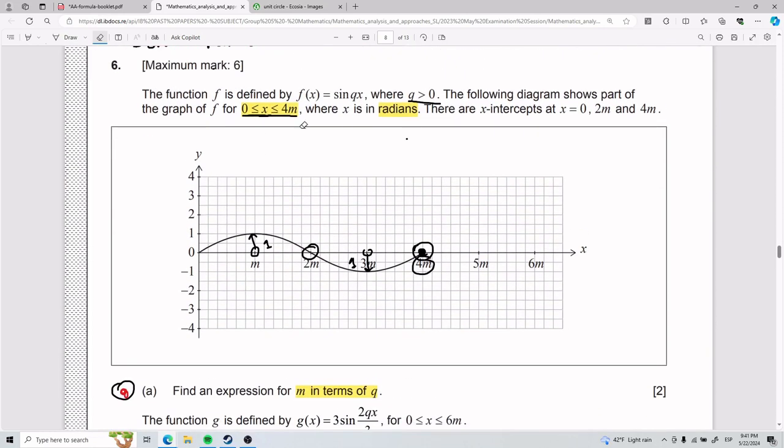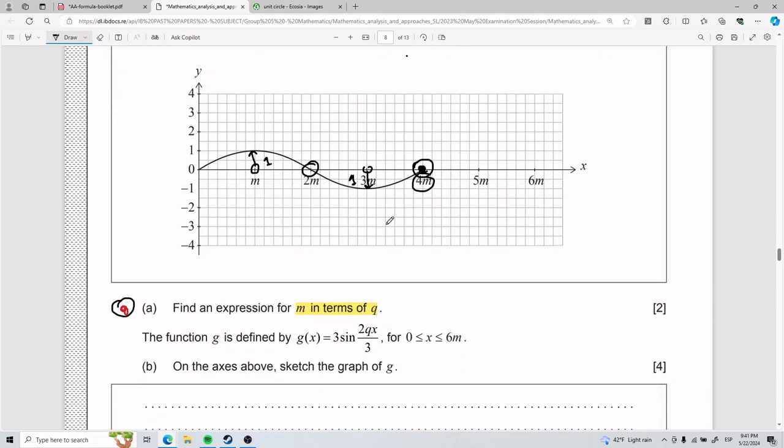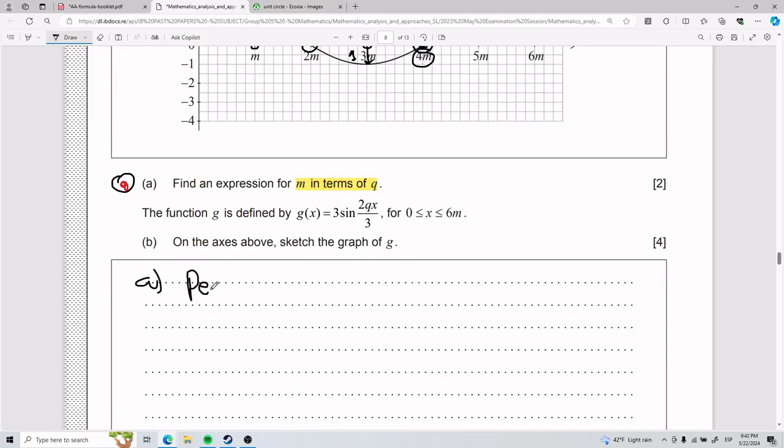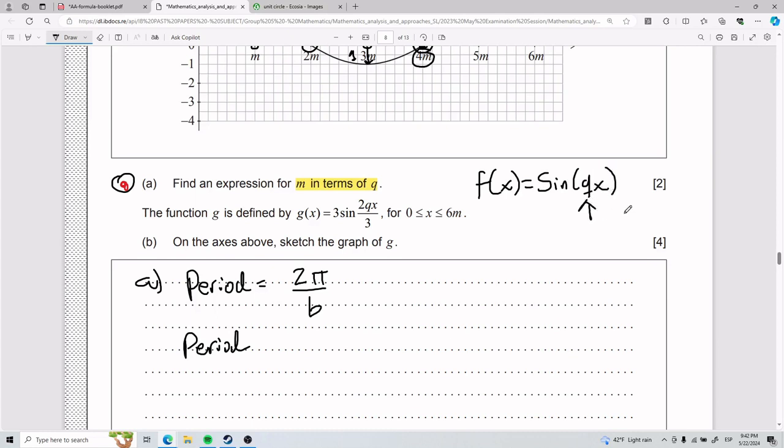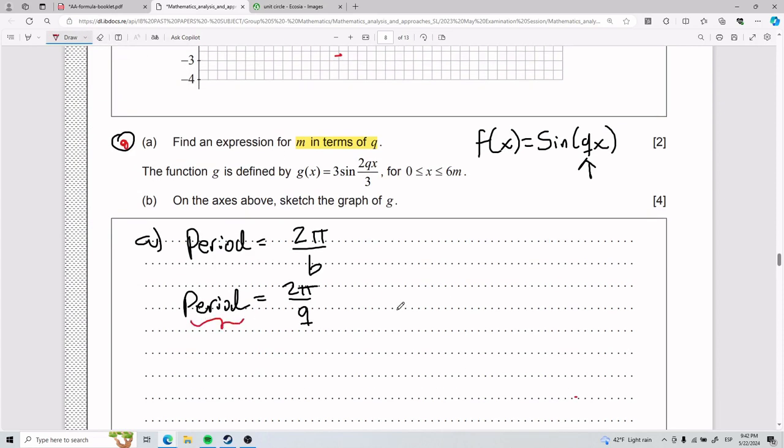And so you want to find m in terms of q, and you know that q is associated to the period. So immediately you can already say for part A that the period equals 2 pi divided by b. And you know that b, from the function that they gave you, sine qx, is whatever multiplies x inside the parentheses, so period has to equal 2 pi divided by q. All right, now we're getting somewhere. Now we just need to find whatever period is, okay?